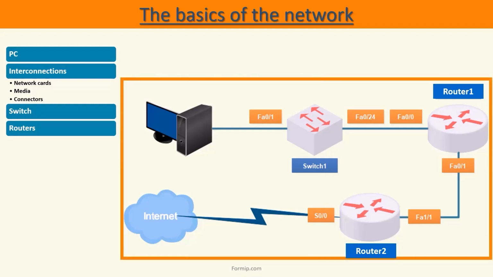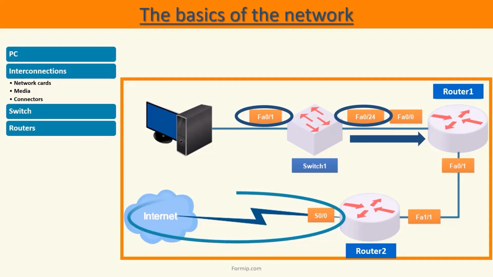On this network diagram, we see a computer connected to a switch. On the top of the diagram, you see the FA0/1 notation, which means that the computer is connected to the Fast Ethernet 0/1 interface on the side of the switch. The 0 is the controller's number, and the 1 is the port number. Our switch is connected to a router using its Fast Ethernet 0/20, and the bottom router has an internet connection using a serial interface.